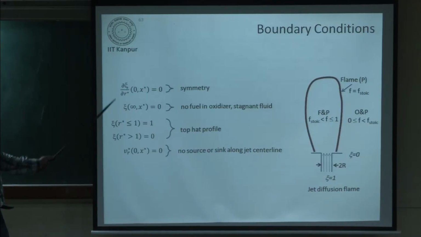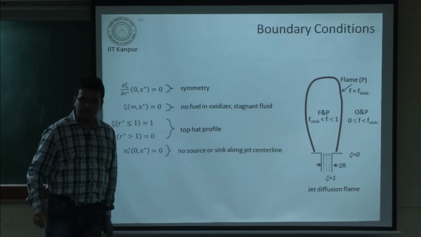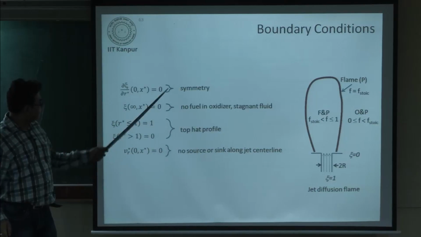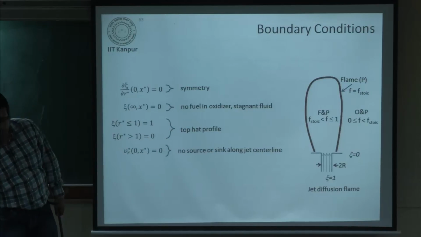So these are the boundary conditions for this generalized variable, and we know that it is 1 here and 0 outside of the jet, and the symmetric condition at the center line, and if you go far from the jet center line, it is 0.